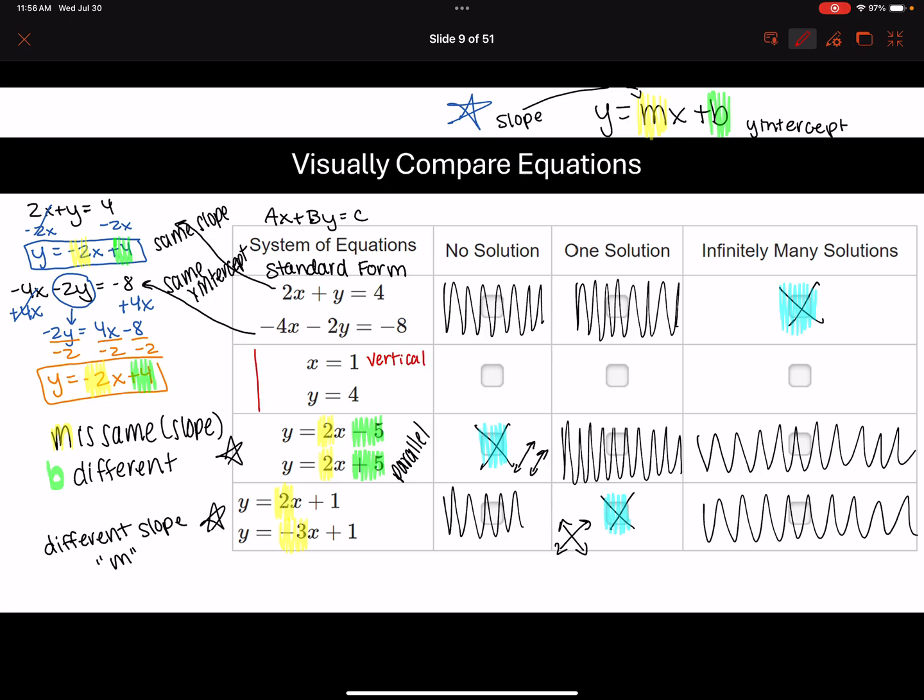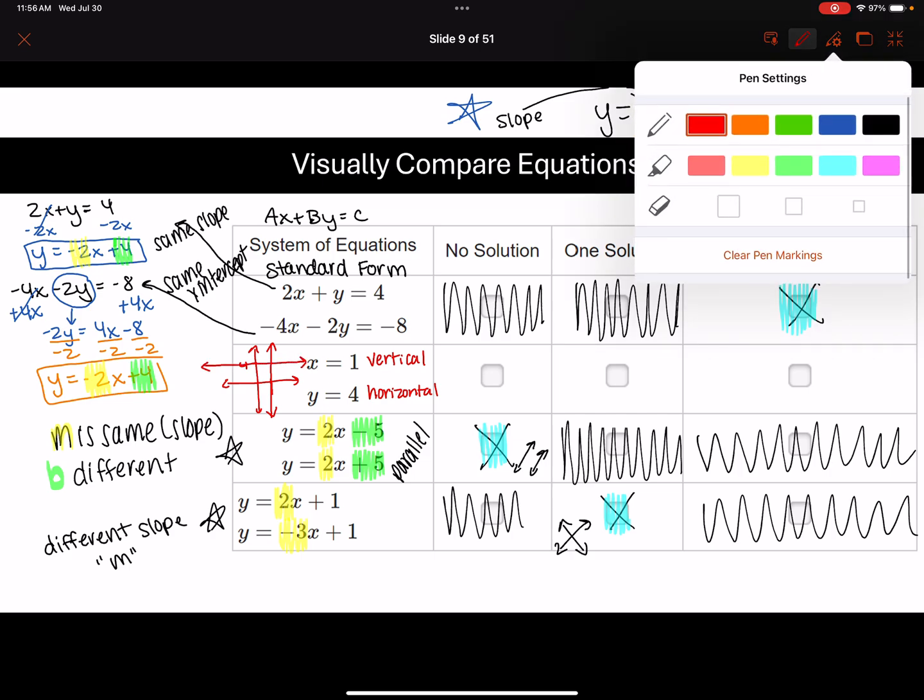If this is my graph like this, if this is 1, this line is going to come all the way straight through like this at 1. Whereas y equals 4 is a horizontal line. If this is where y is 4, it's going to go across like this.